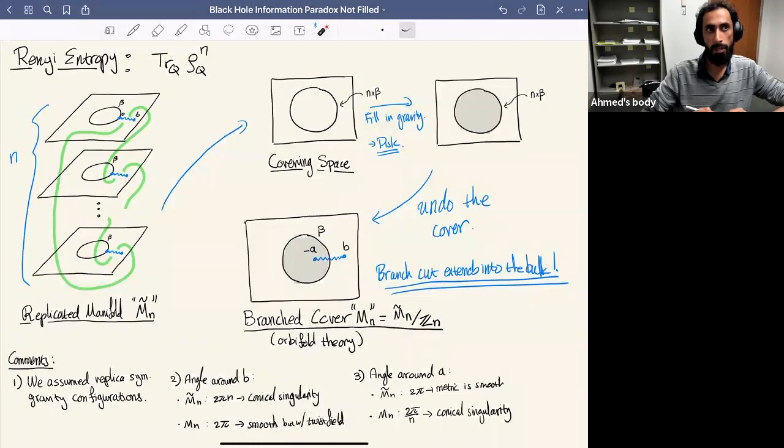Yeah, well, in the way that I'm setting up the problem and the calculation, I'm assuming that this is not dual to some average. It's dual to a definite system, and I'm just computing the entropy of some region.